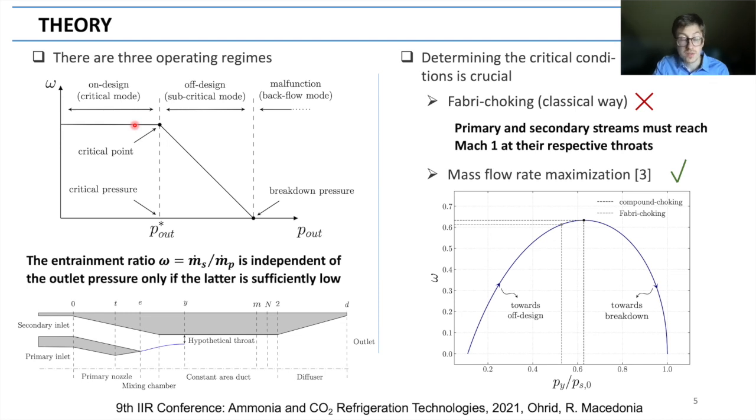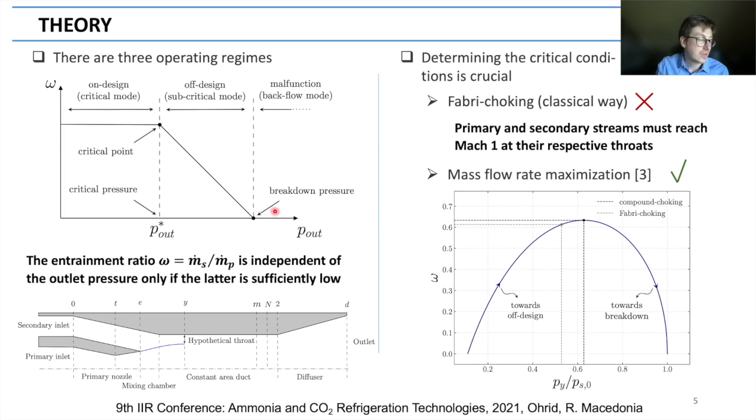Then, if we keep increasing the pressure, we eventually reach the so-called critical point. And after this point, we see that the entrainment ratio goes down with the outlet pressure. And we call this regime the off-design regime. Eventually, if the pressure gets too high, we reach the backflow mode, which corresponds to a flow reversal into the secondary inlet. And so this is a malfunction, of course.